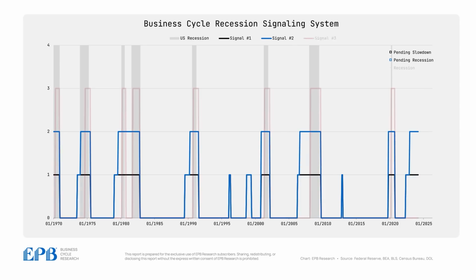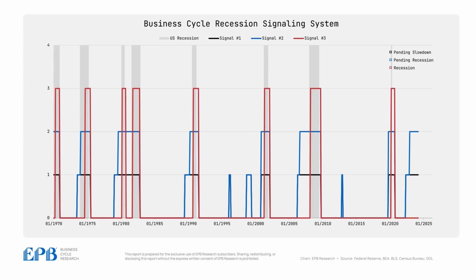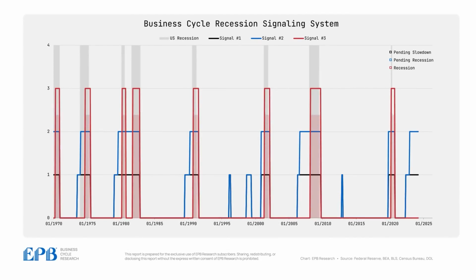Signal 3 is the recession signal, but at this point, significant problems have already hit the economy. Signal 3 is triggered when the leading index, cyclical index, and aggregate index are all negative. This chart shows the periods when the recession signal was triggered.